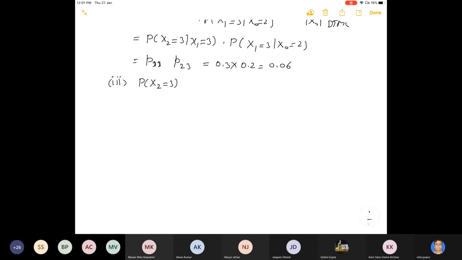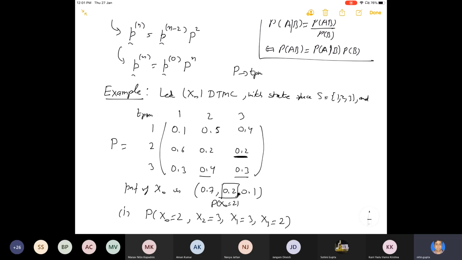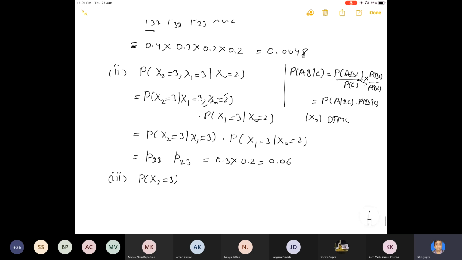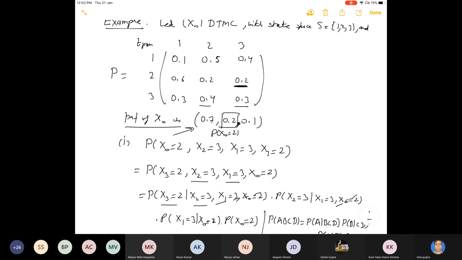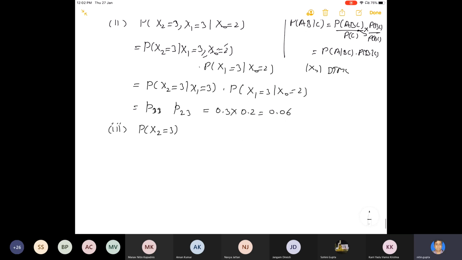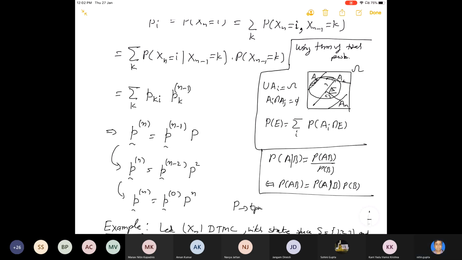Now we started with an example where Xn is a discrete time Markov chain with state space S equal to 1, 2, 3, and the TPM is given to us. The pmf of the initial state distribution is also given. Then we want to find the probability that X2 is equal to 3. Last time we derived a result that the probability mass function of step Xn is equal to the probability mass function of step Xn minus 1 times the TPM.